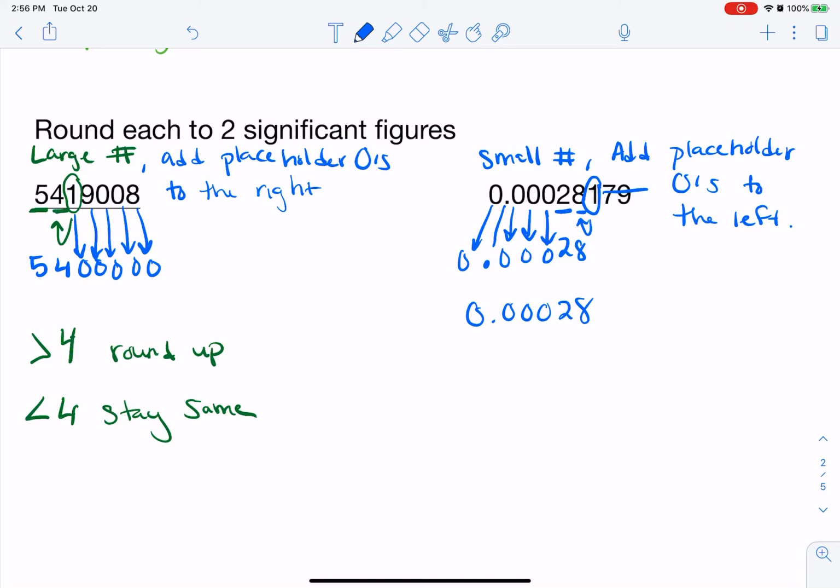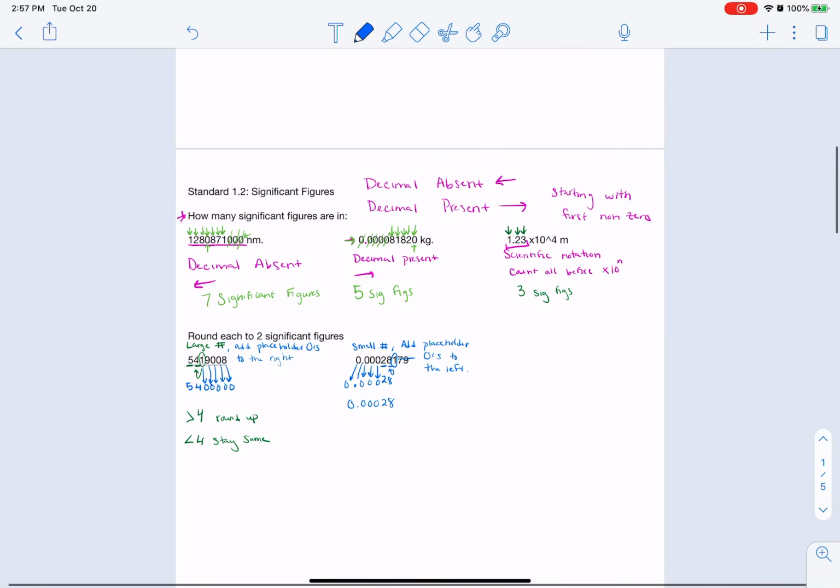Okay? So basically you just want it to be about the same size number, right? So if you have a number in the millions, you need to end up with a number rounded in the millions. This one is in the hundred thousandths. This one is in the millionths. So you need an answer in the millionths as well. Okay? Great. Let's move on to our next standard, 1.3.